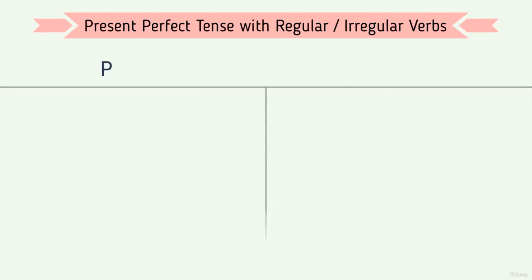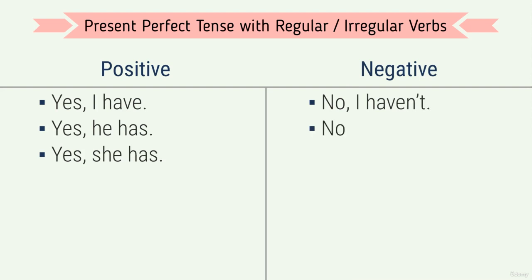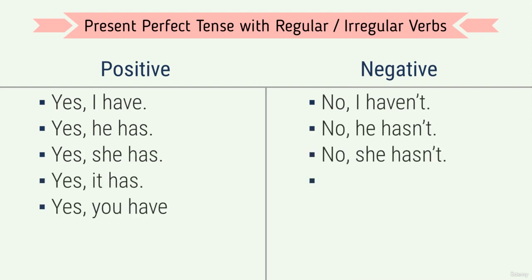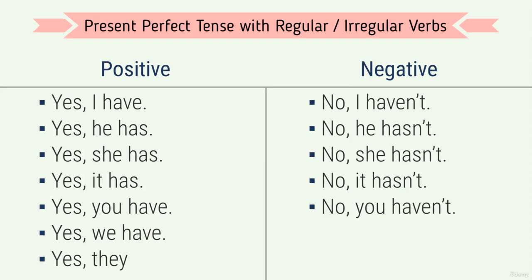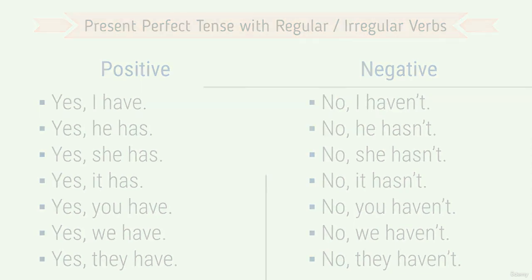To these questions, we have some short answer options. Yes, I have, or for the negative, no, I have not, no, I haven't. Yes, he has, no, he hasn't. Yes, she has. No, she hasn't. Yes, it has. No, it hasn't. Yes, we have. No, we haven't. Yes, you have. No, you haven't. Yes, they have. No, they haven't.